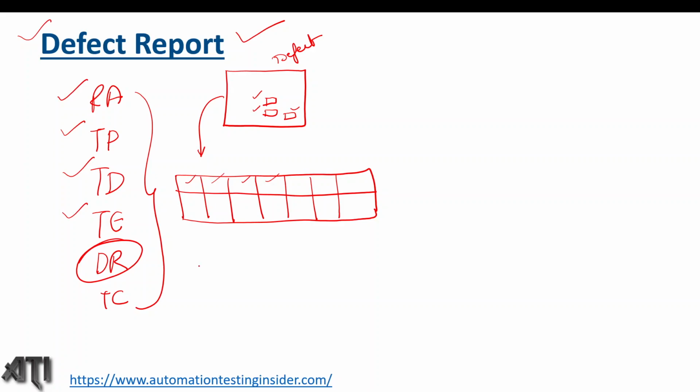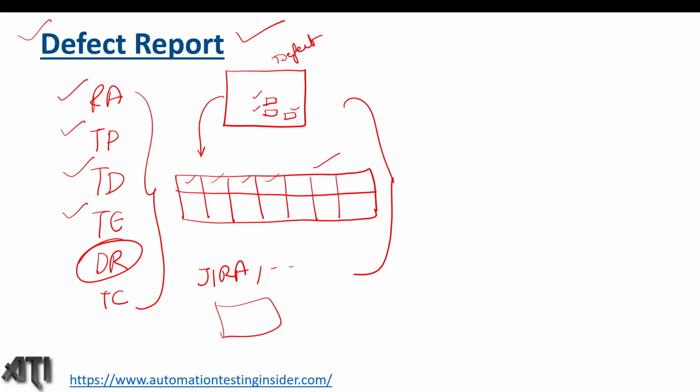Another way is using a bug tracking tool, like Jira, Bugzilla, or PR tracking. We have various tools available in the market using which we assign the defect to the development team. So this complete process is called defect reporting, and this template is called the defect report template. And we have the same fields in a bug tracking tool as well.